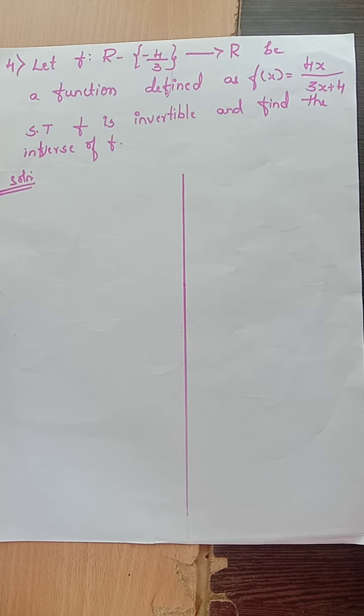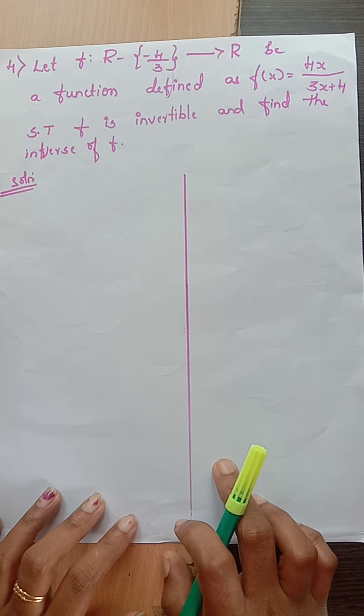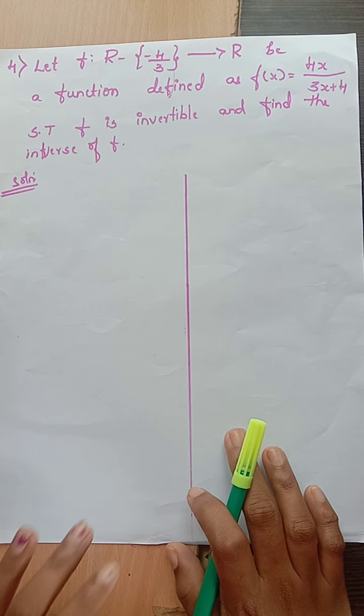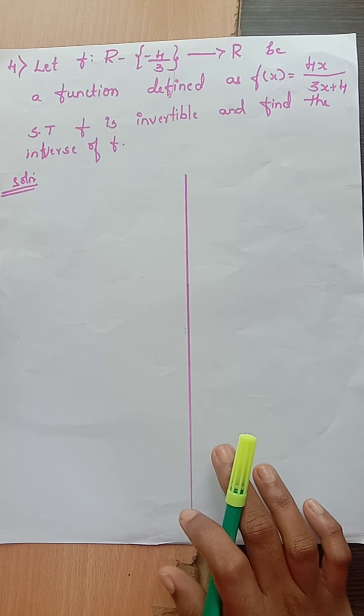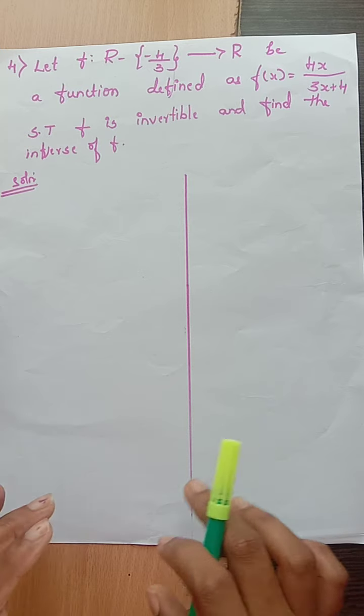Hello students. Today we'll discuss one more problem related to functions, that is to show whether the given function is invertible. I hope by now you know what an invertible function is. If you have a function f from X to Y, then that function is said to be invertible if you can find one more function g from Y to X, such that the compositions g∘f and f∘g give you the identity functions. Then you say that g is the inverse of f and f is invertible.